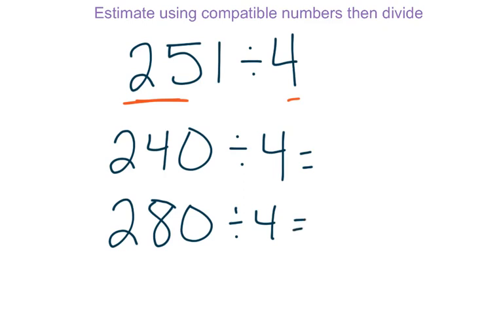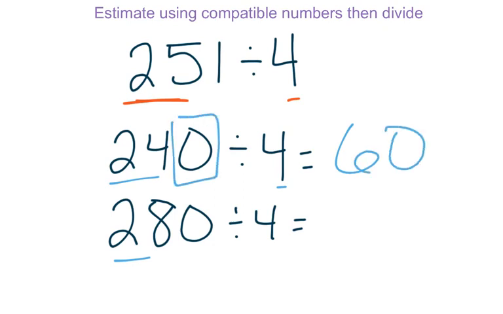And we would get two estimates if we divided these. I'd underline my basic facts. 4 goes into 24 6 times, and I would bring that 0 over. 4 goes into 28 7 times, and then I'd bring that 0 on over. So these are two different estimates that you could get for this division problem.